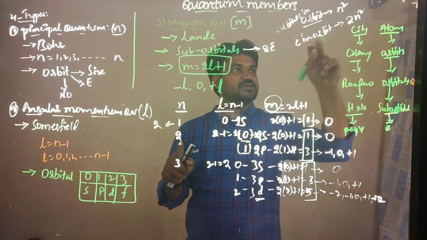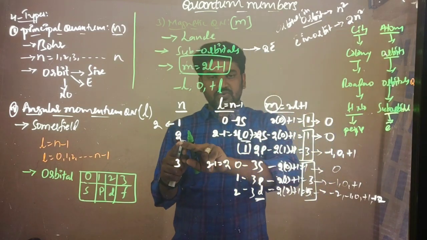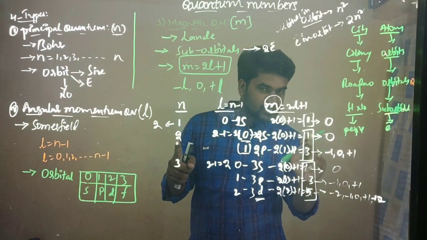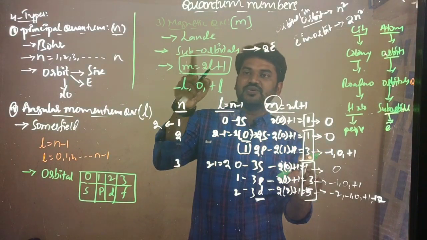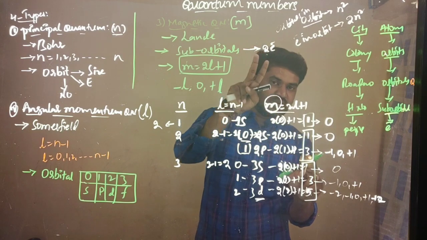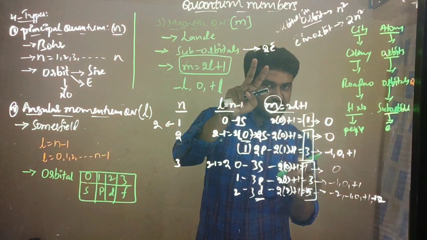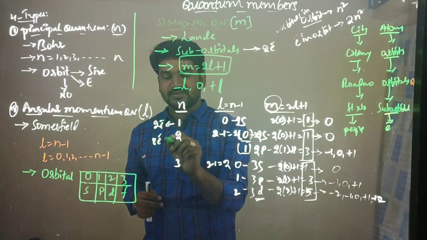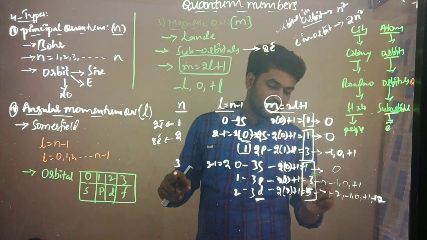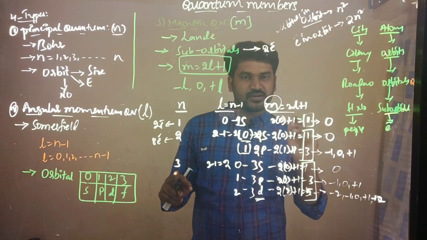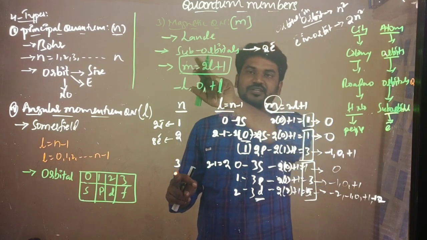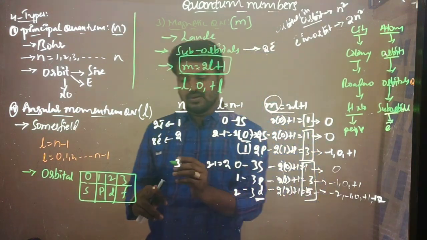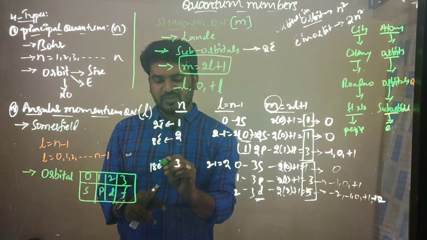In the second orbit, 2n square, 2 into 2 square, that means 8 electrons. See this, totally 4 suborbitals are there. I already told you, in each suborbital there is only place for 2 electrons. Totally 4 suborbitals, so 4 into 2 is 8 electrons that can be placed in that. In the third, 5 plus 3, 8, 8 plus 1, 9. 9 suborbitals are there, and each suborbital can hold 2 electrons. So 9 into 2, 18 electrons will be there in that.